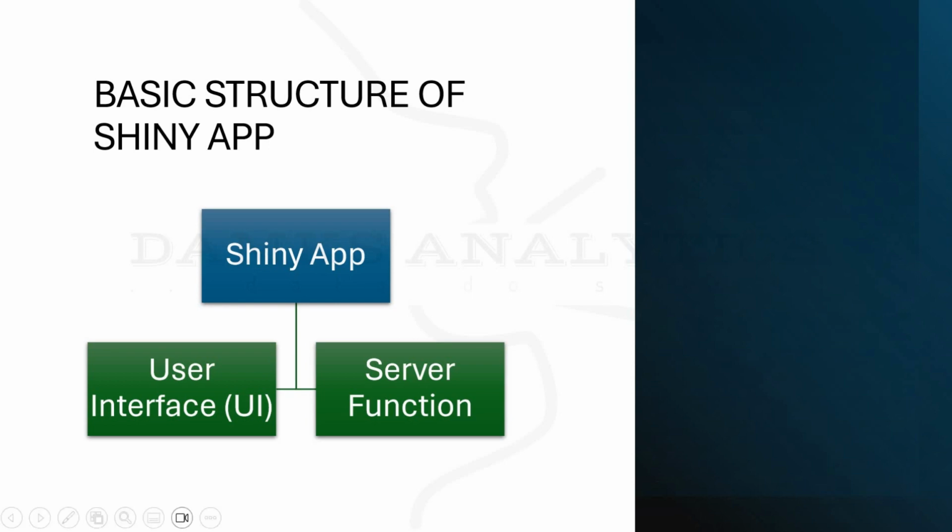The second part is what we call the server function. The server function contains the logic of the app. It's like the brain of the app. This is where you have most of the blocks of your code. This is where things are getting done. It takes inputs from the UI, processes them, and sends the output back to the UI. This is the main operation that we have within the server function.